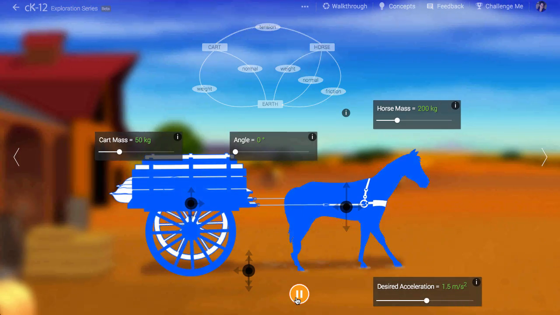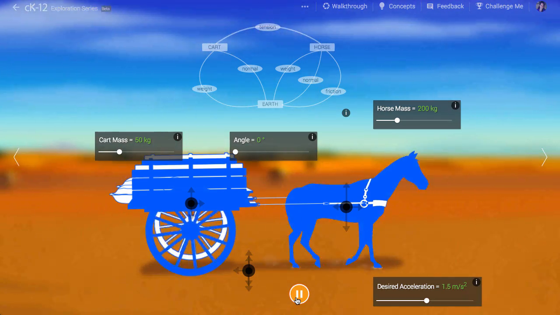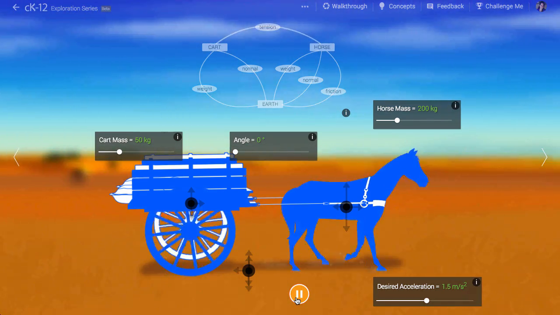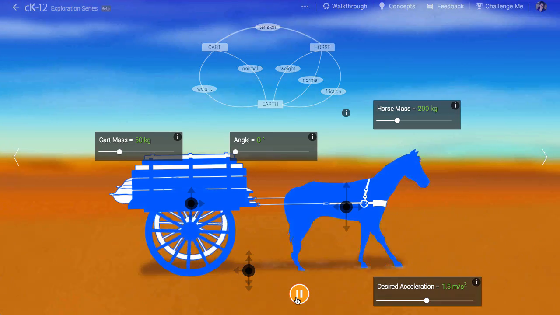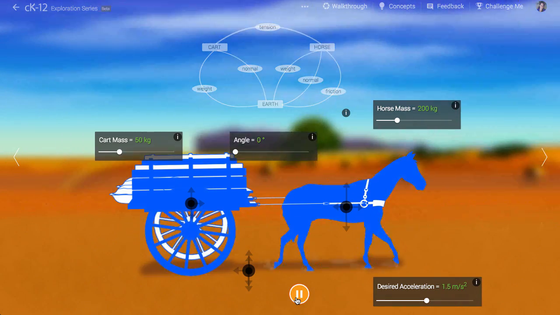Let's hit play. Does the horse accelerate? It looks like the horse begins moving. And if we wait long enough, we'll see it start to run faster and eventually gallop.